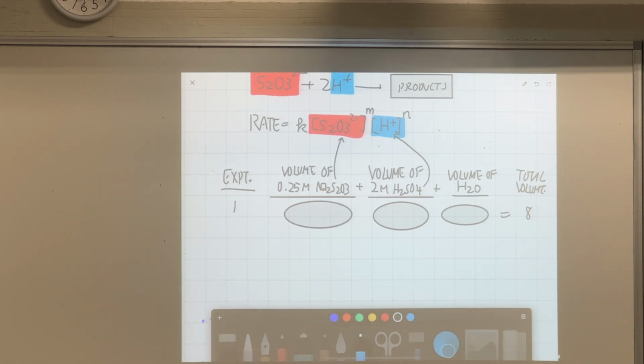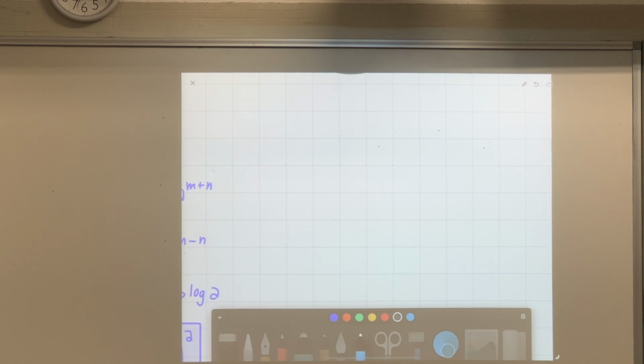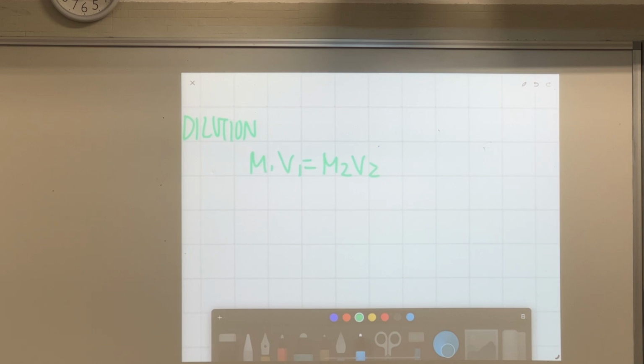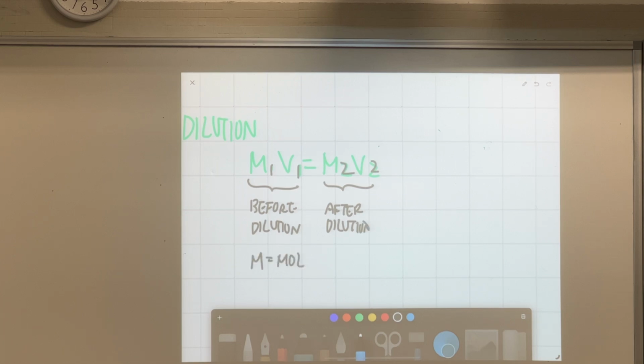Yeah, and do you remember learning this equation in Form 5, in dilution? Oh, M1V1 equals M2V2. Yes. Does anyone remember what M and V stand for? Yep. M is not mass, M is molarity. V is volume. So 1 means before dilution, 2 means after dilution. And M means molarity or concentration, while V stands for volume.